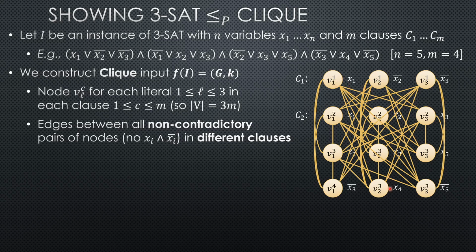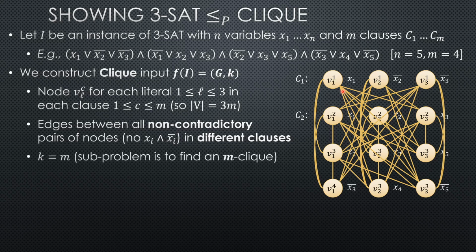And for every one of the nodes in that clique, if I satisfy that node's literal by setting its variable to true or false as appropriate, that assignment won't conflict with satisfying any of the other literals in the clique. So you get this sort of intuition, I hope, that if there's a clique of nodes, then we can simultaneously satisfy all of the literals represented by nodes in that clique.